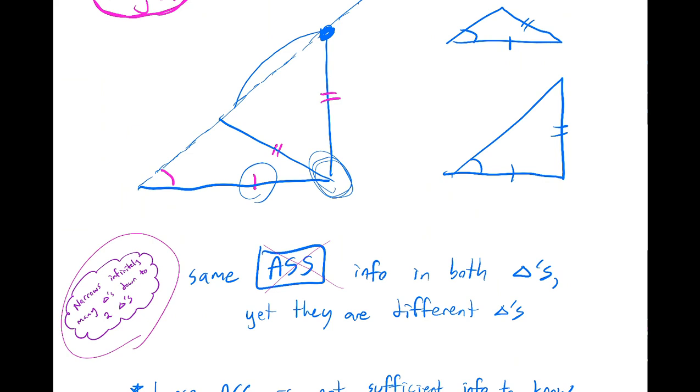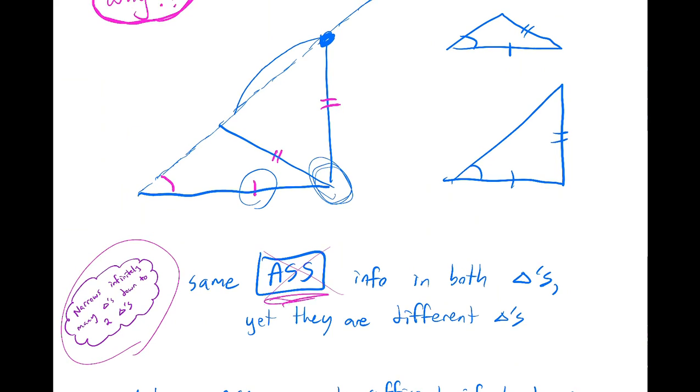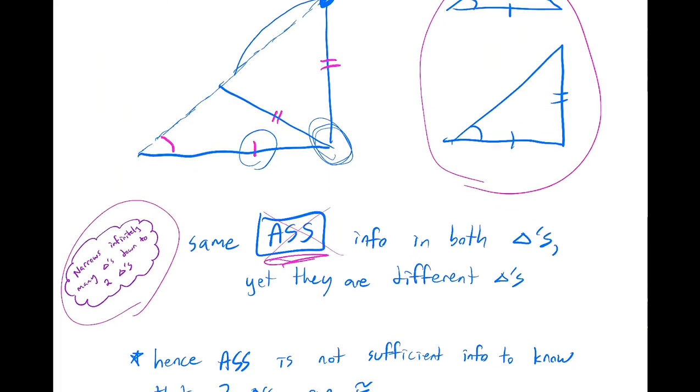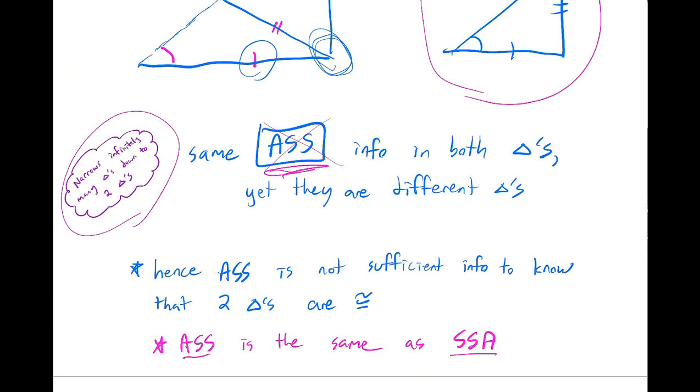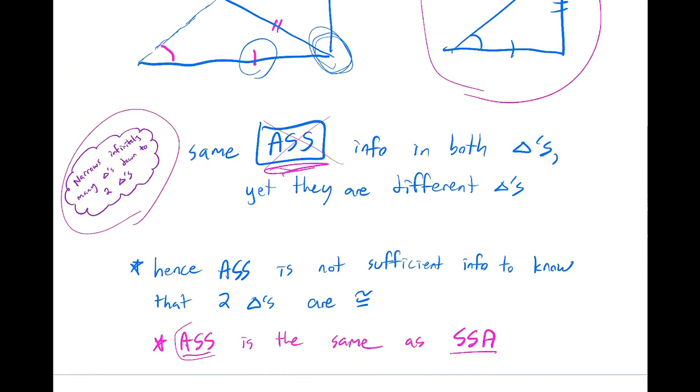Okay, so again, it's the same ASS information in these two triangles, but they're different triangles. So we cannot use ASS, okay? It's not sufficient to know. And then I made sure to be clear, ASS and SSA are the same thing.